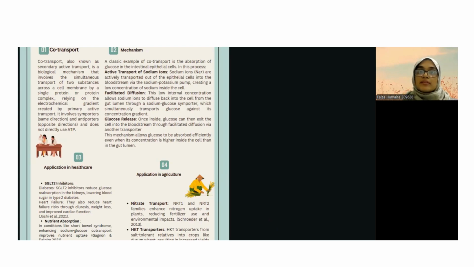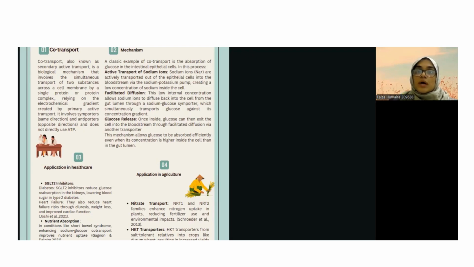In this process, active transport of sodium ions. Sodium ions are actively transported out of the epithelial cells into the bloodstream via the sodium-potassium pump, creating a low concentration of sodium inside the cell. Facilitated diffusion. This low internal concentration allows sodium ions to diffuse back into the cell from the gut lumen through sodium-glucose symporters, which simultaneously transport glucose against its concentration gradient.